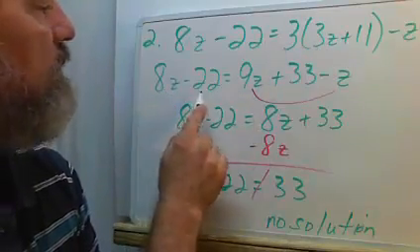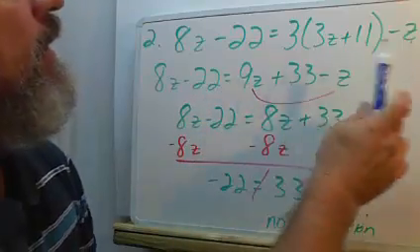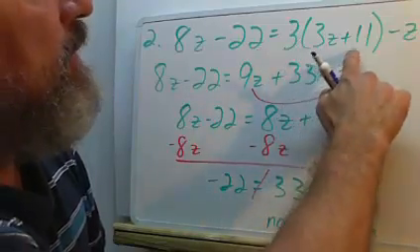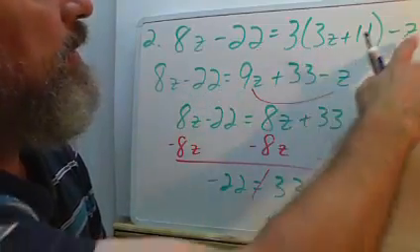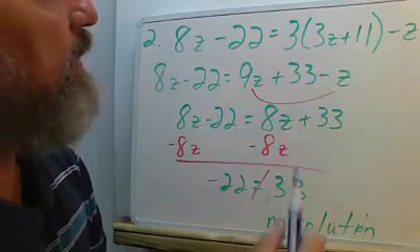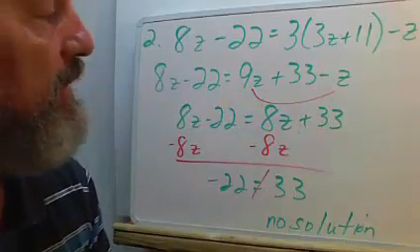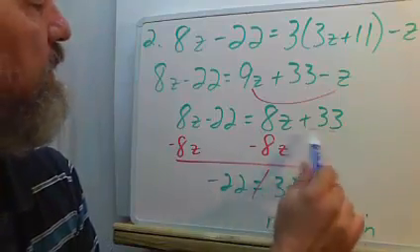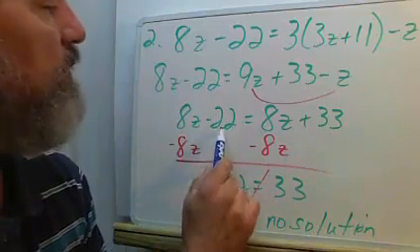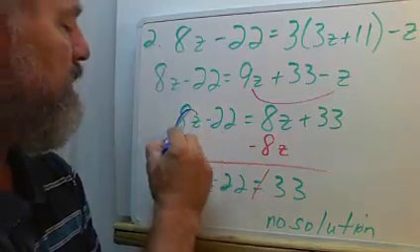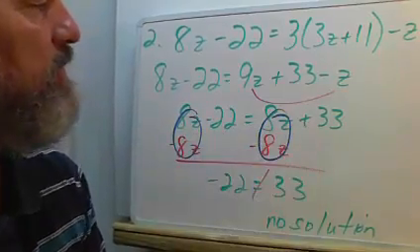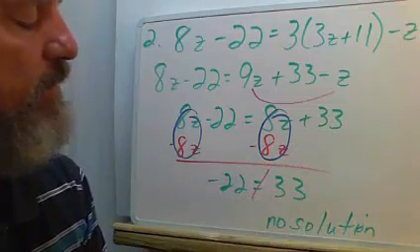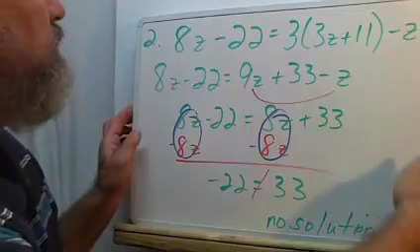So we have 8z minus 22 equals, when we distribute this, sorry about that, we have 9z plus 33 here, and then subtract the z. Now we combine the 9z and the negative z, so 9z minus 1z would be 8z plus 33 on this side, 8z minus 22 on this side. We have two 0 pairs here after we subtract 8z from both sides, and we have negative 22 equals 33. That does not equal, so we change it, and we have no solution to our equation.